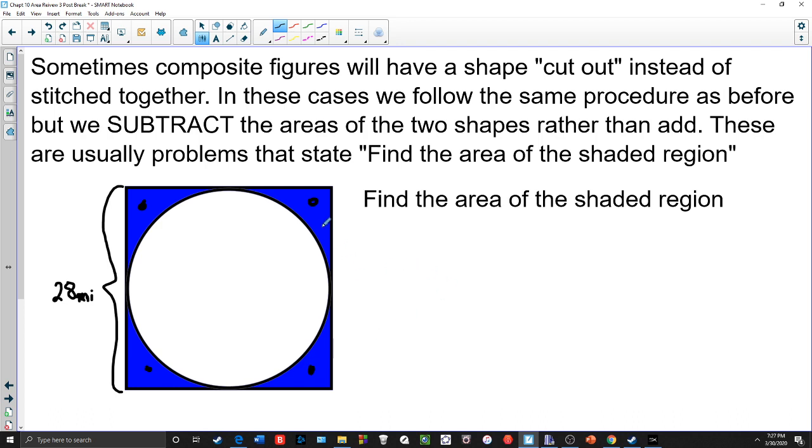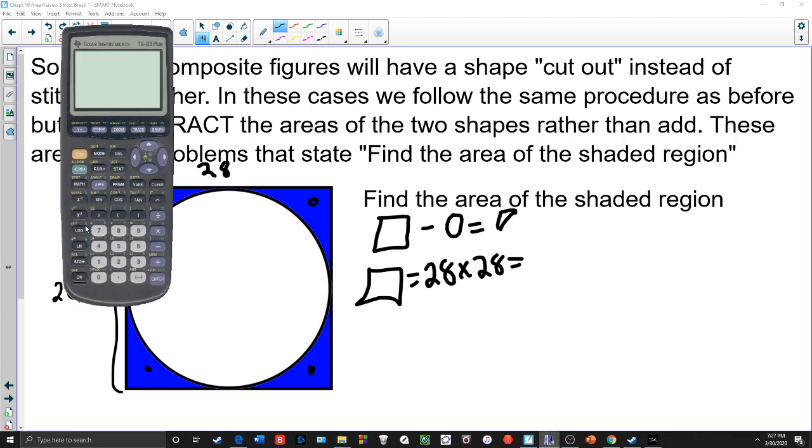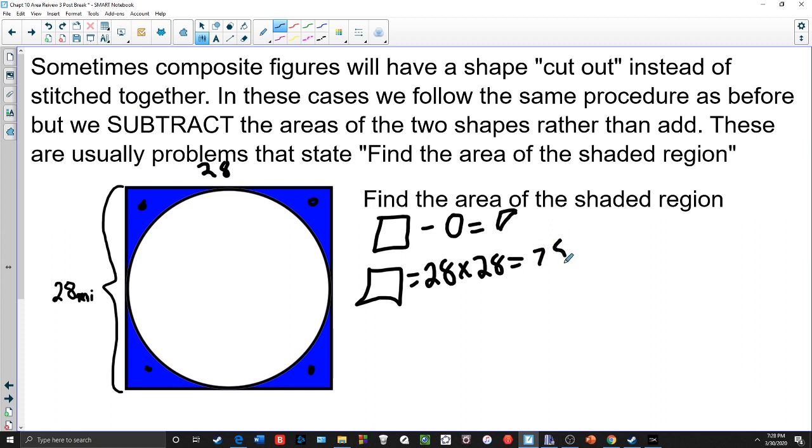Well, to do that, we're going to take the area of the square minus the area of the circle, and that will give us the area of those curved pieces, of those triangle-looking things. So we have to first find the area of the square here, and it does say it's a square. So I know that if that's 28, that means that this is 28 as well because it's a square. So the area of the square is 28 times 28. If we do that here, 28 times 28, we get 784.